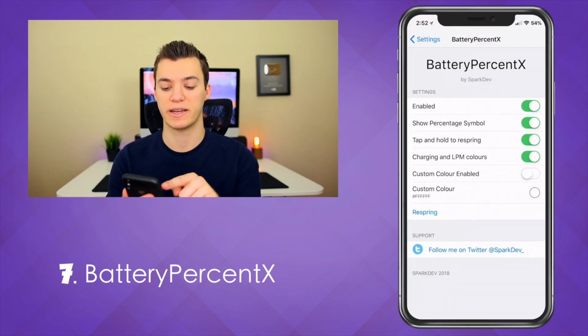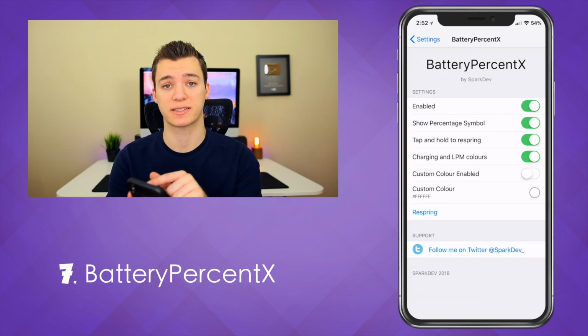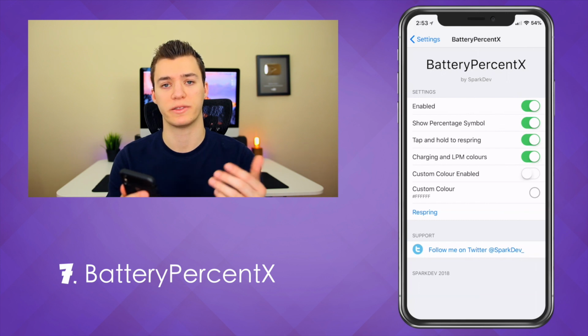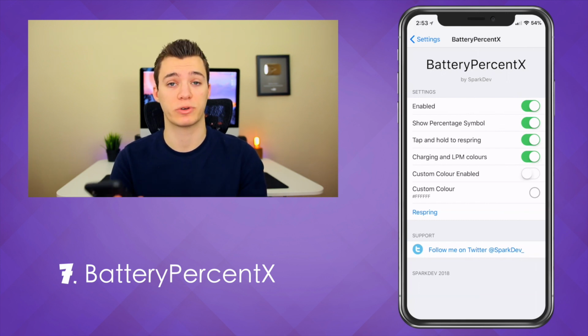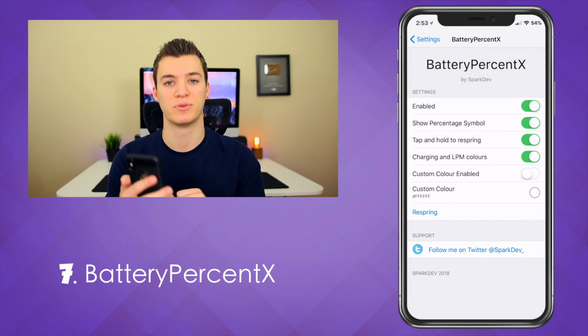So if you go into the settings right here, you can see that we have the kill switch right there. We have the percentage. So if you wanted to show or not show the percentage sign, you can do that. And then you have the tap and hold to respring, which actually does come in handy. And then you can have the charging and low power mode colors show right there as well. So if you wanted the battery to turn red when it's dying or green when it's charging, you can have that set right there. You can also set a custom color if you'd like. So definitely a great tweak for you iPhone 10 users out there.